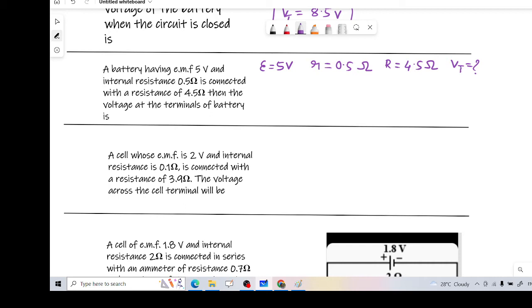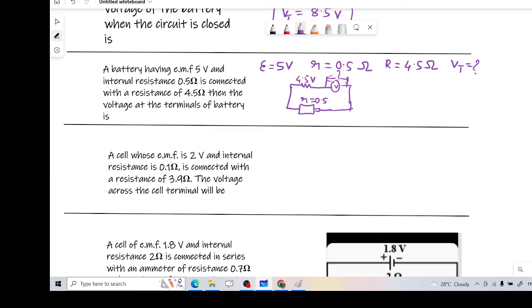Here we need to calculate the current flowing through this circuit. So let me draw a diagram of this problem. This is a battery having 5 volt, and this is a resistor of 0.5, and there is one more resistor, that is 4.5. Then there is a voltmeter, so here we are measuring the voltage. They have asked us to find the terminal voltage, the VT value.